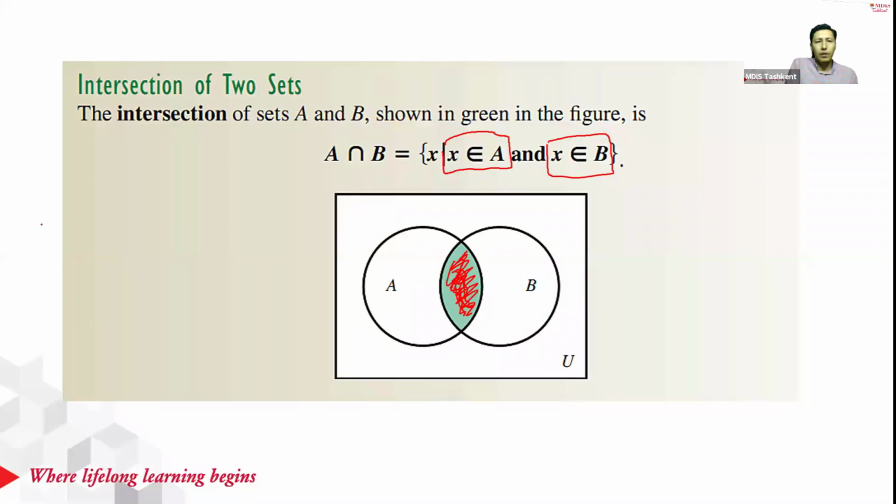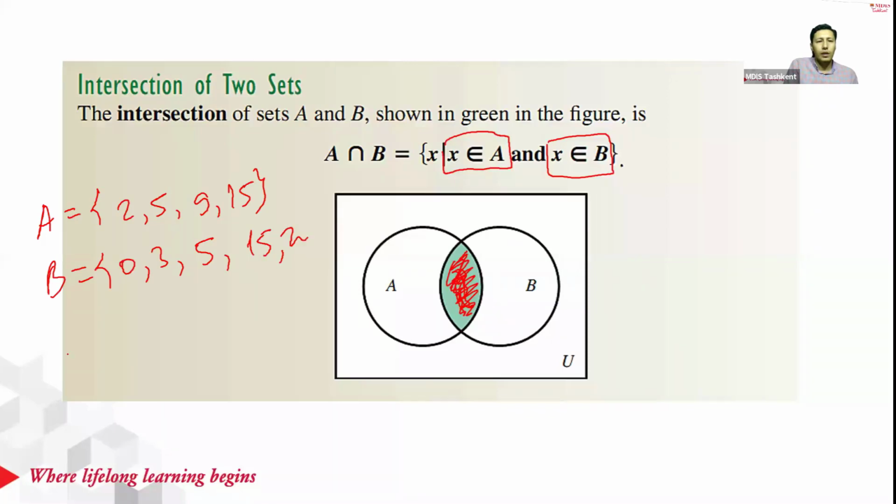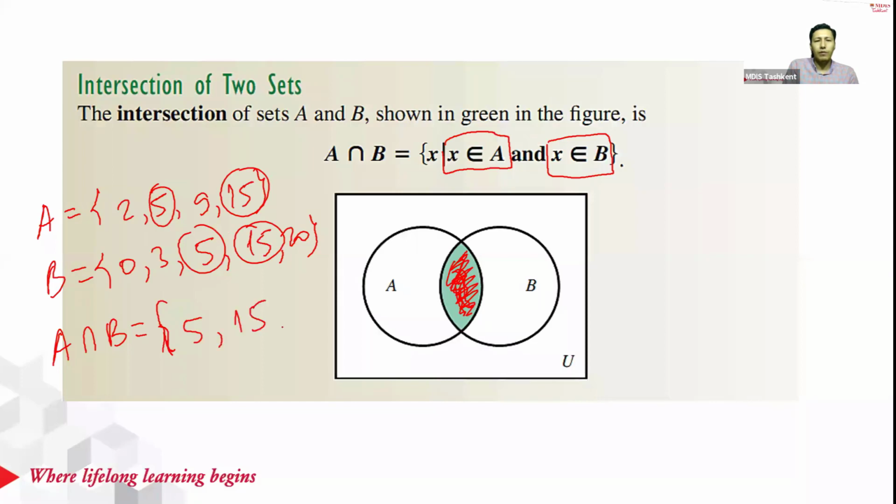For example, A is 2, 5, 9, 15. B is 0, 3, 5, 15, 20. Then A intersection with B means you have to write down same elements, common elements, which belong to both sets. So we have 5, same, and 15. So I write here 5 and 15. That is the intersection of A and B.